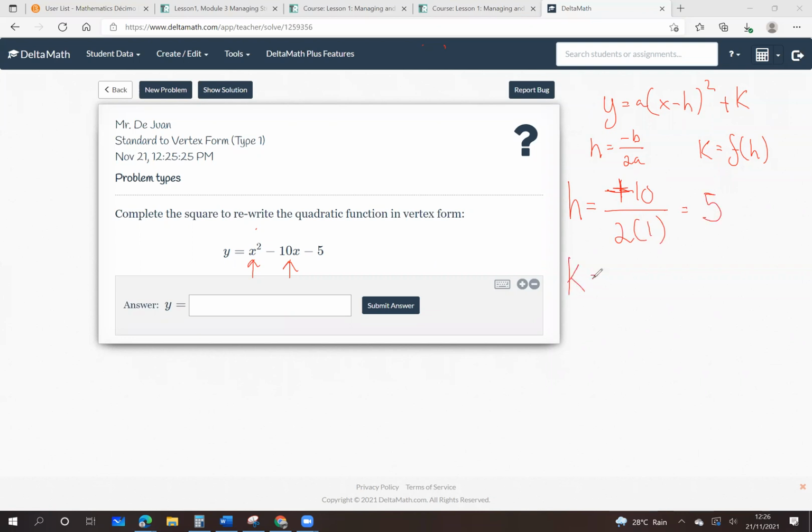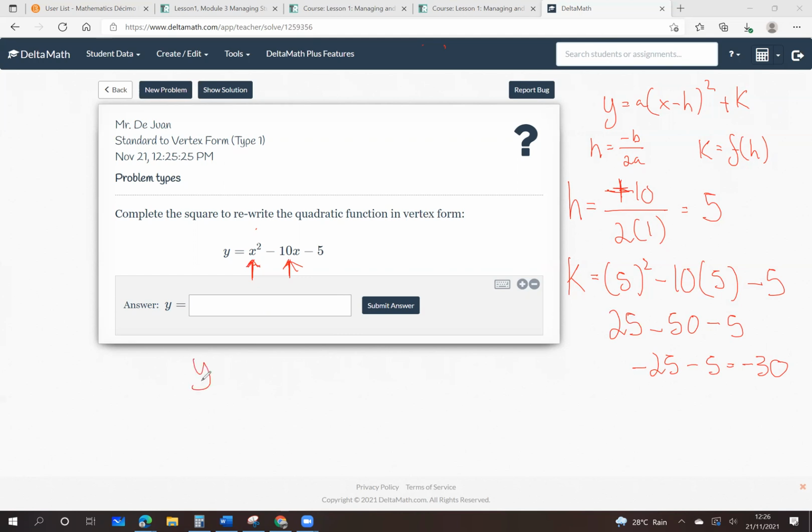Now that we have that it's 5, we can just input what we have. 5 squared minus 10 times 5, mételo. Put it inside. Minus 5. 5 times 5, 25. Negative 10 times 5, negative 50. Minus 5. So 25 minus 50, negative 25. Minus 5, negative 30. There were no fractions in this case, so we're quite lucky in that scenario.